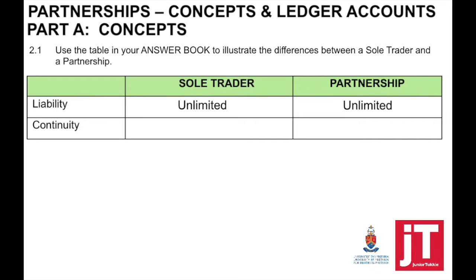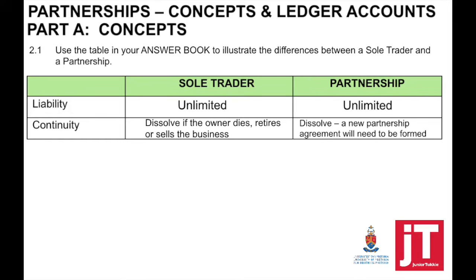In a sole trader, they have unlimited liability, which means that in the case when the business goes bankrupt, in other words, they're not able to pay their debt, a partner can lose their personal possessions, and same in a sole trader. It's not limited to the business. When we look at continuity, in a sole trader, it will dissolve and the same as in a partnership. A new partnership agreement will need to be formed.